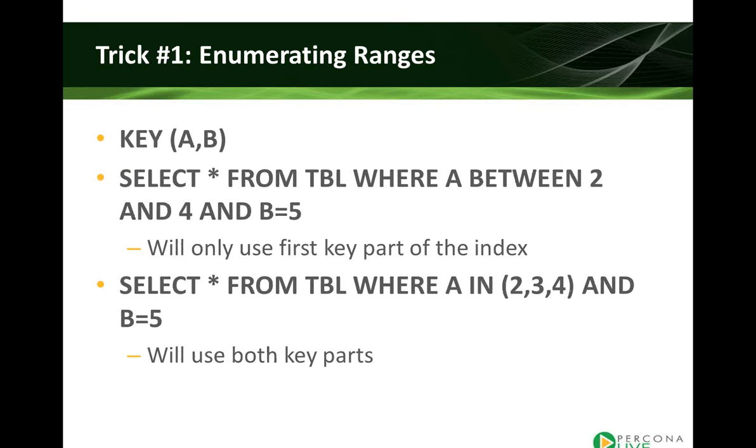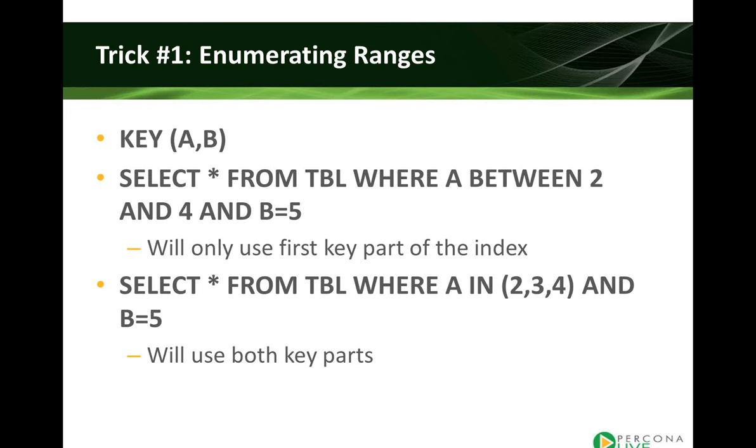Finally, let me go over some tricks that can help you deal with MySQL limitations. And trick number one, which I use probably the most commonly, is what I would call enumerating ranges. In this case, we can see we have an index on A, B, which exists in the database or wherever, right? And we have a query which has a range on column A and then equality on column B. As I spoke about, that won't be able to use this index effectively. It will only be able to use the key part on A.